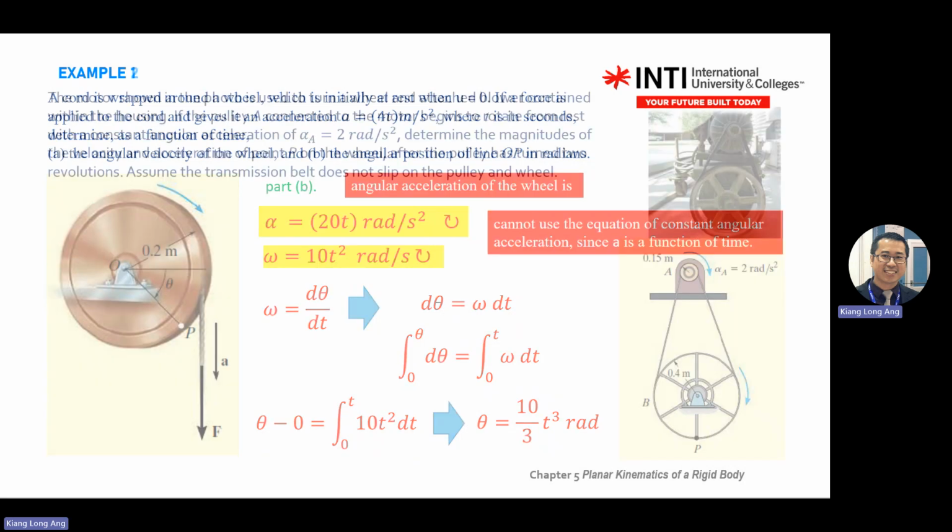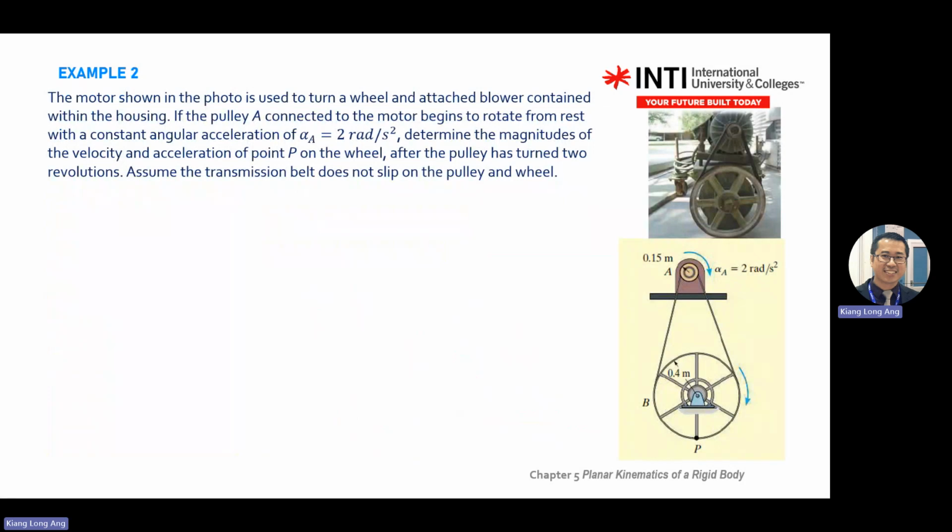So same, you look at example number 2, which is a motor like in the figure. So it runs from A to B. So A will turn and then B will turn. So a motor on the top is used to turn a wheel. A is a motor, B is a wheel, attached to a blower contained within a housing. If the pulley A connected to the motor begins to rotate from rest, so you have omega_0 equals 0, with a constant angular acceleration.